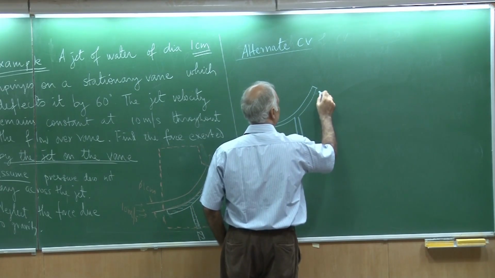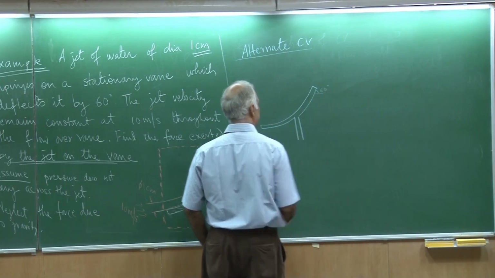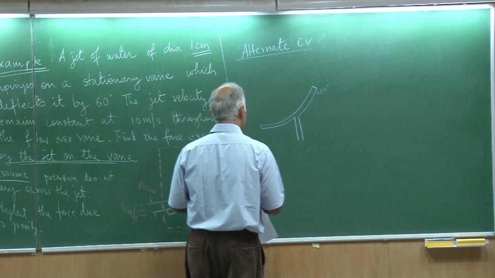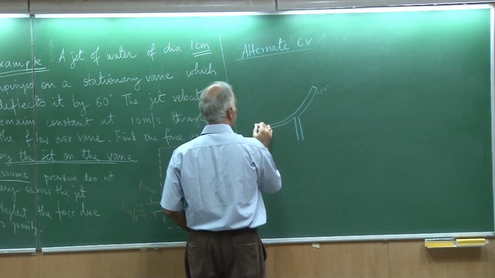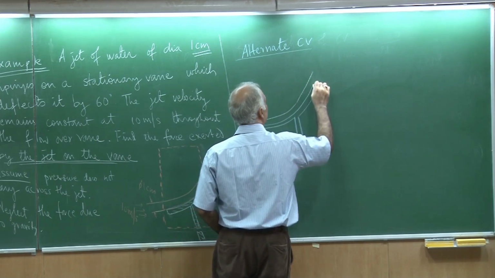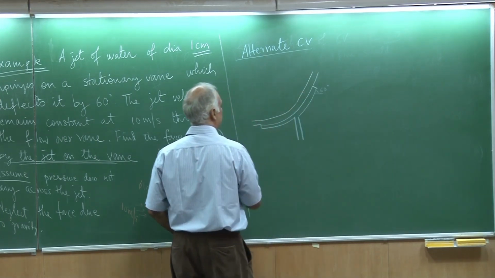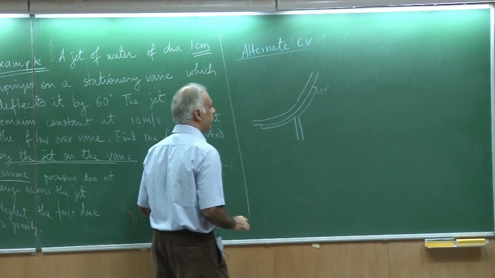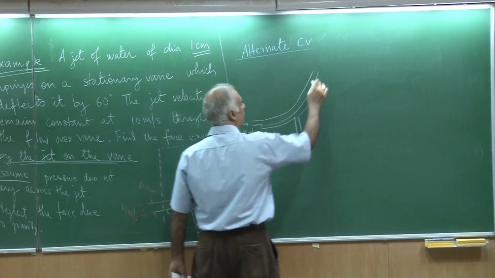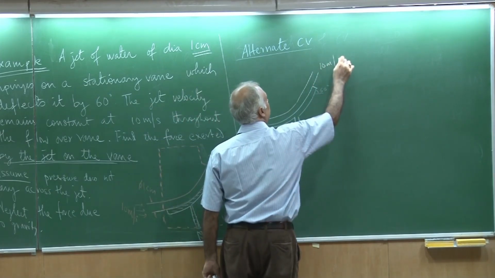So this is at 60 degree. That's the vane. And there is of course fluid, the jet on it that comes in at 10 meter per second, also leaves at 10 meter per second.